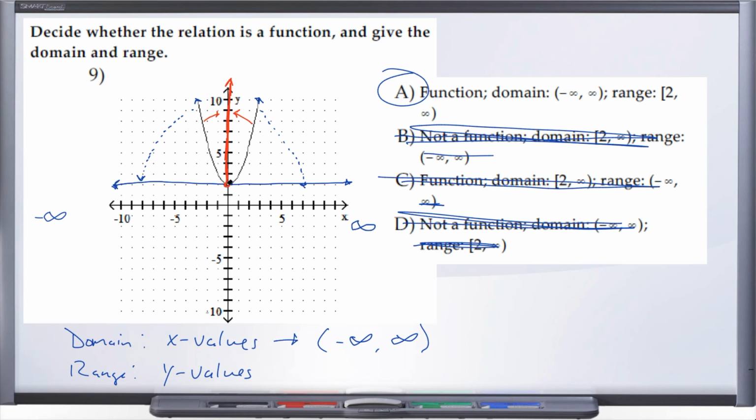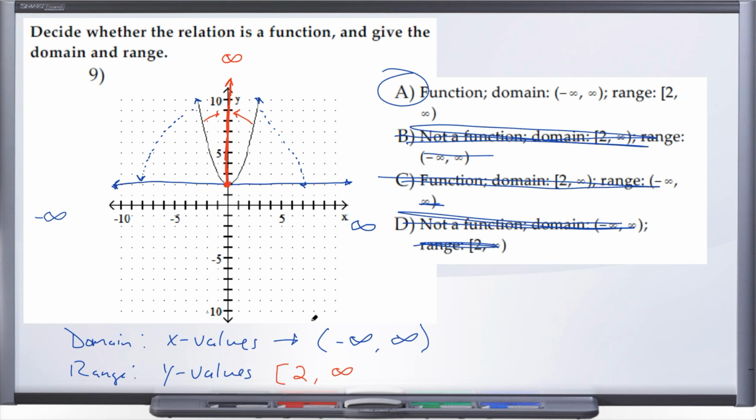filled-in circle, right? We are including 2 as a possible value for y, and the values of y continue to do what? They go up from 2, right? And they're heading off towards +infinity. So our range y values start at 2, and we include 2 as a value, so we use a bracket, and the y values go up and up and up. They never stop towards +infinity.